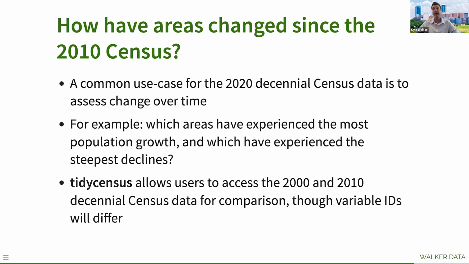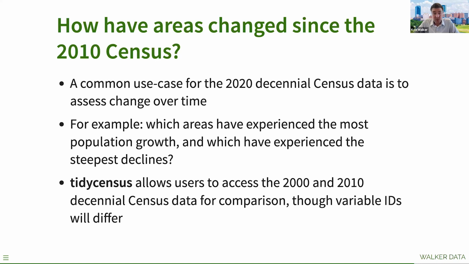A common question every time the census comes out is which areas have experienced the most population growth and which are declining. And so tidycensus supports the 2000 and 2010 decennial censuses. If you want to go further back, you're going to need NHGIS, which I'll put into the chat here. The National Historical Geographic Information System gives you geographic and demographic census data all the way back to 1790. With tidycensus, we just have 2000, 2010, and 2020 because that's what's available on the Census API.